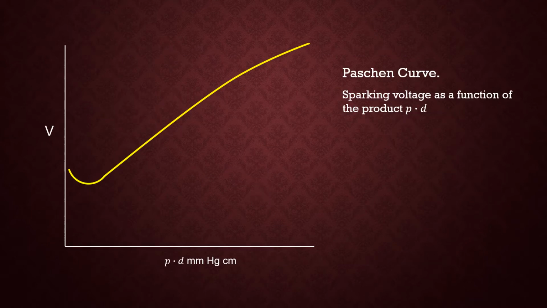The data are presented as a so-called Paschen curve. So the pressure multiplied by the distance between the electrodes is the x-axis. The voltage at which you see the onset of sparking within the tube is the y-axis. There is a minimum value that is the optimum sparking potential or parameters for the tube.